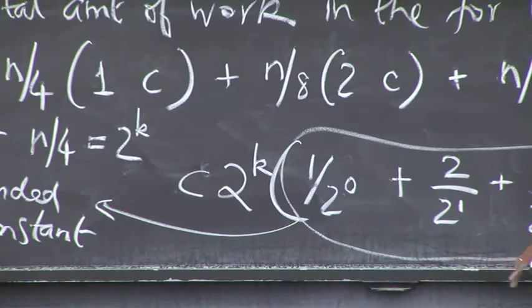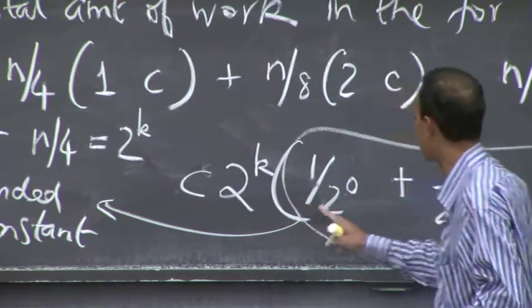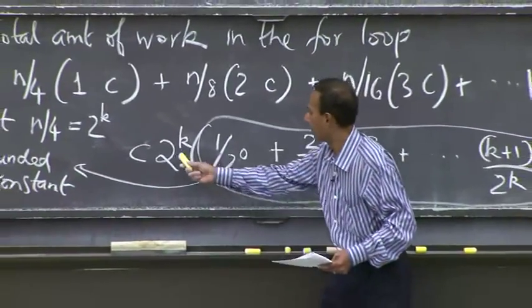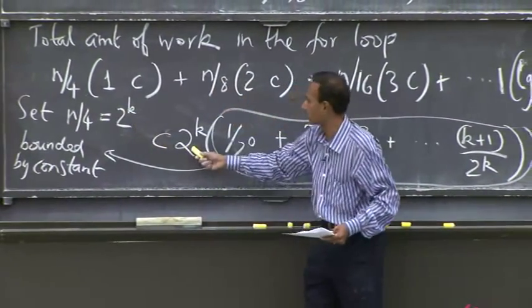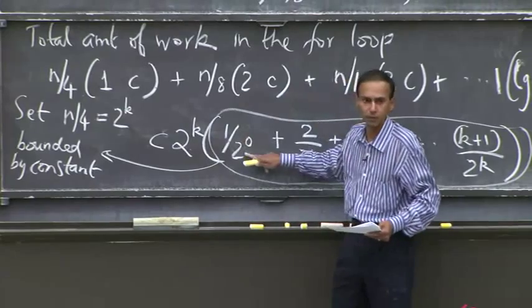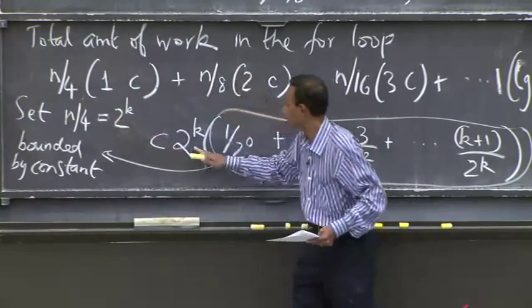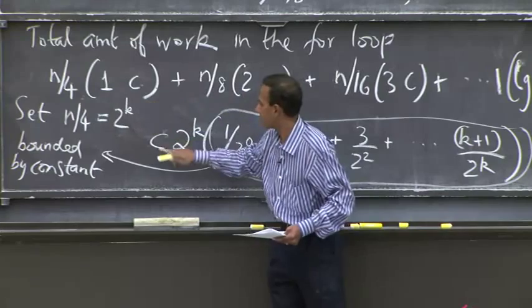Let me try and convince you of that. Let's take a look at each of the terms. I'm just looking at this term and this term. n by 4 is 2 raised to k. n by 4 is 2 raised to k. c is c.